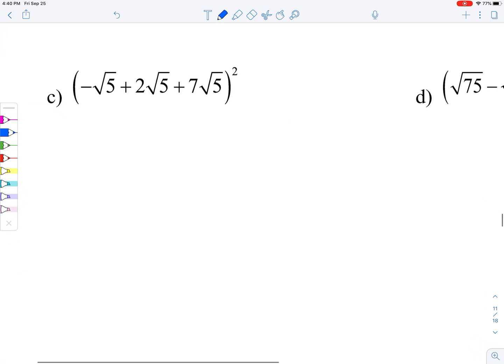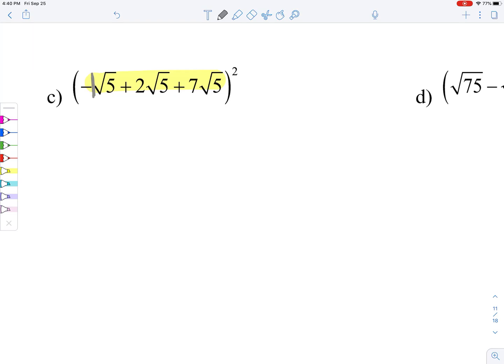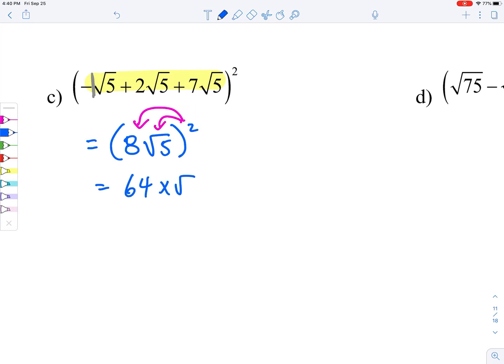For C, take care of the guts first. I have minus 1 root 5 plus 2 root 5 plus 7 root 5. So that leaves me with 8 root 5's squared. Distribute that exponent. So I get 64 times root 5 squared. The in-between step would be 8 squared, which is 64, times 5. And 64 times 5 is 320.